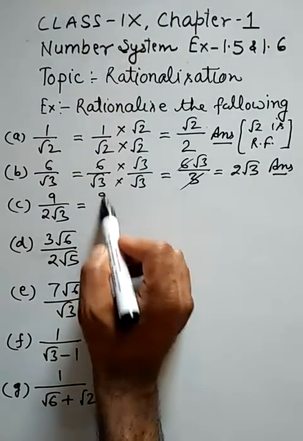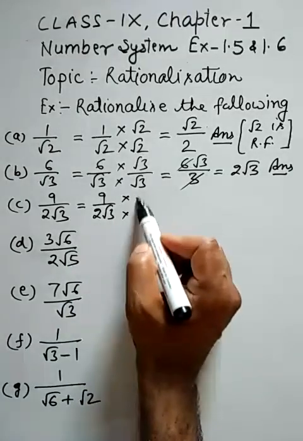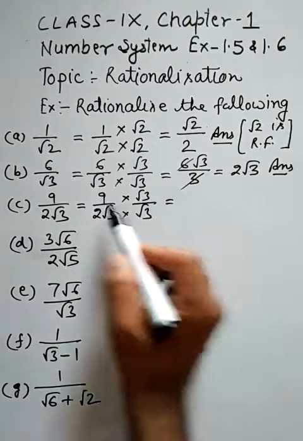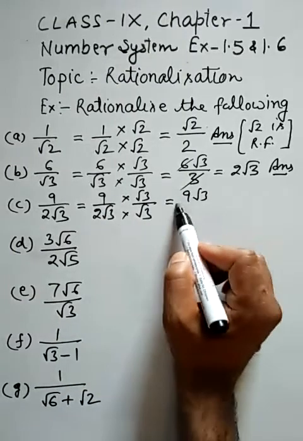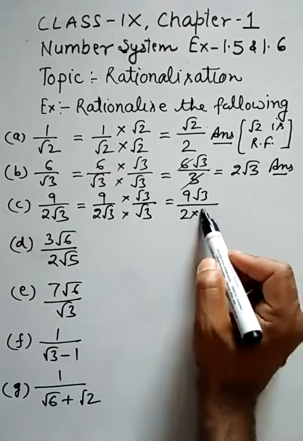What will be the rationalization factor? Only the radical sign, meaning root 3. So we will multiply numerator and denominator by root 3. It is 9 root 3 upon 2 into root 3 into root 3, which is 3.